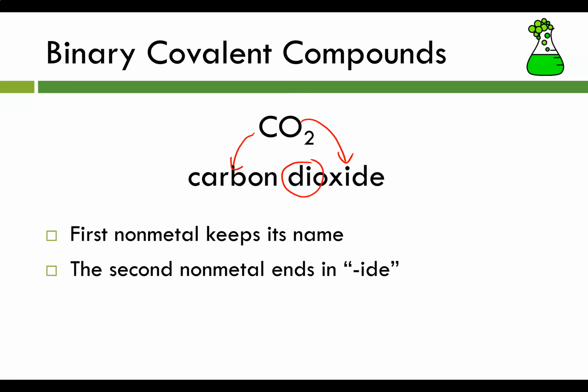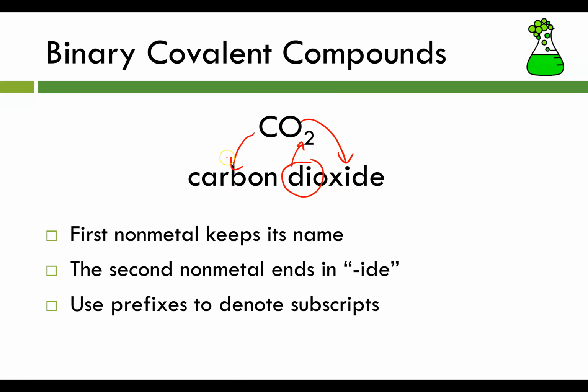Where did that di come from? Oh, right there. There are 2 oxygen atoms present, so we use the prefix di. Prefixes denote subscripts. Note that it's not called monocarbon dioxide, just carbon dioxide. Again, do not use the prefix mono for the first element. Let's go in the opposite direction.